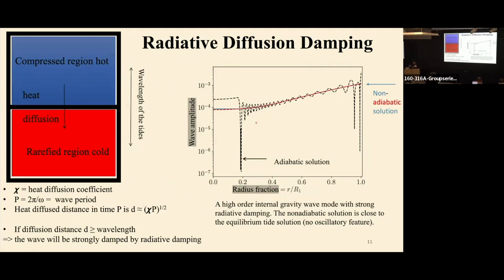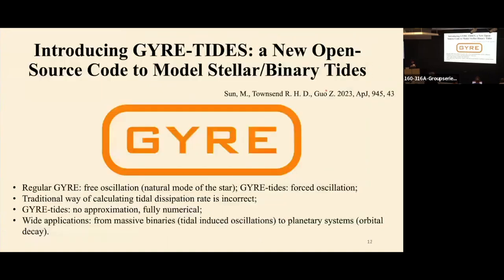So if we don't consider any radiative diffusion damping, the tidal response still has this wave-like, oscillatory feature. But if we run the non-adiabatic solution due to tides, the wave is actually just a very smooth function inside the star. So it's much closer to the equilibrium tide solution.